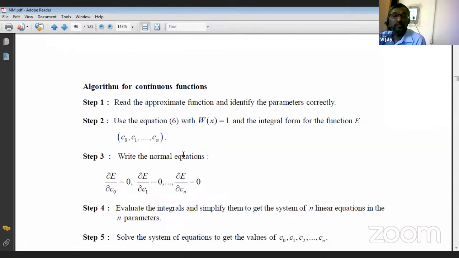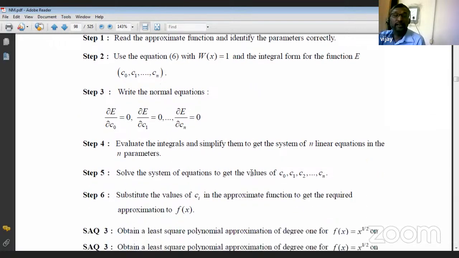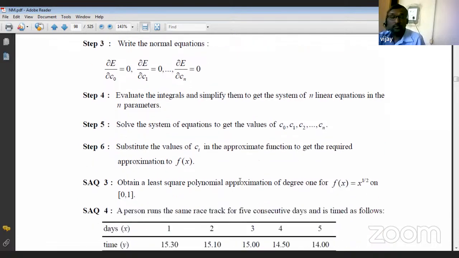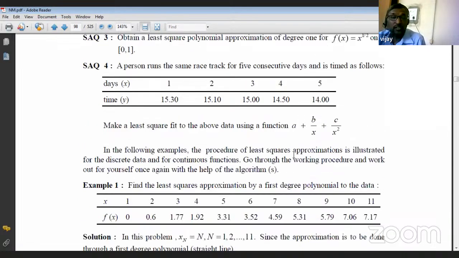For C0, C1, ..., Cn, the derivatives are set to zero: the partial derivative of E with respect to C0 is equal to 0, the partial derivative of E with respect to C1 is equal to 0, and so on for each Cn. So evaluate the integrals and simplify them to get n linear equations in the parameters. Solve the system of equations to get the values C0, C1, C2, ..., Cn. Substitute the values of C into the approximate function to get the required approximation, the least square approximation.